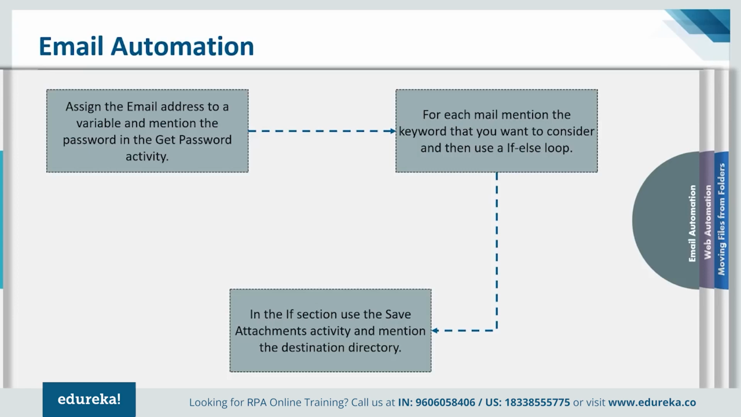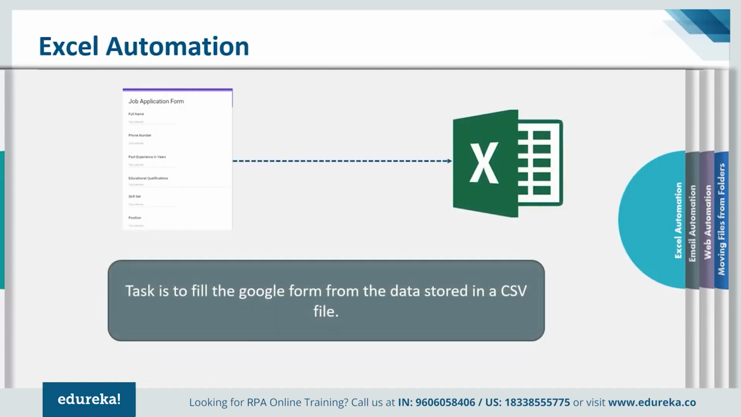Now let's move forward to the next automation, that is basically the Excel automation. So what we're going to do in Excel automation is basically that we're going to fill a Google form automatically from the data stored in a CSV file, right? So I'm going to show you what the Google form is, and then I'm going to show you the CSV file and how we're going to collaborate both of these to make sure that all the data that's stored in our CSV file gets stored in the application form, right? So let's just start with that.